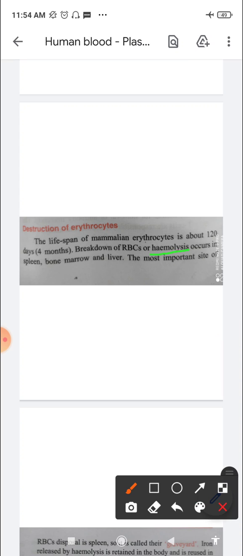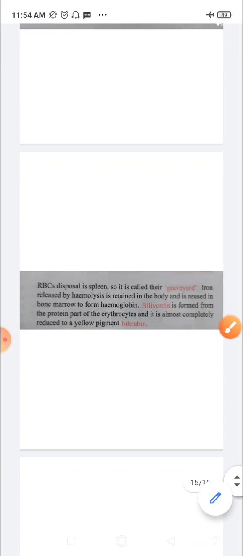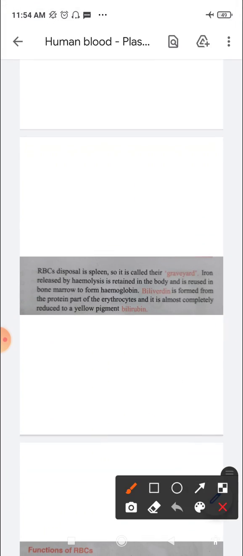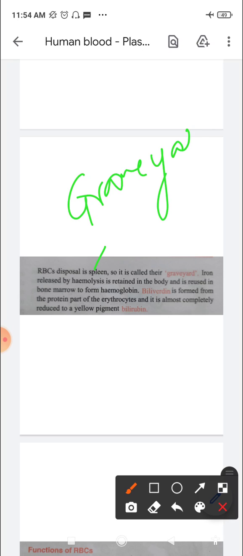Hemo is a term related to blood. Lysis means splitting. So splitting of the RBC takes place. Where does it take place? It takes place in the spleen, bone marrow and liver. The most important site of RBC disposal is the spleen, and so the spleen is known as the graveyard, because here the RBCs are destroyed.